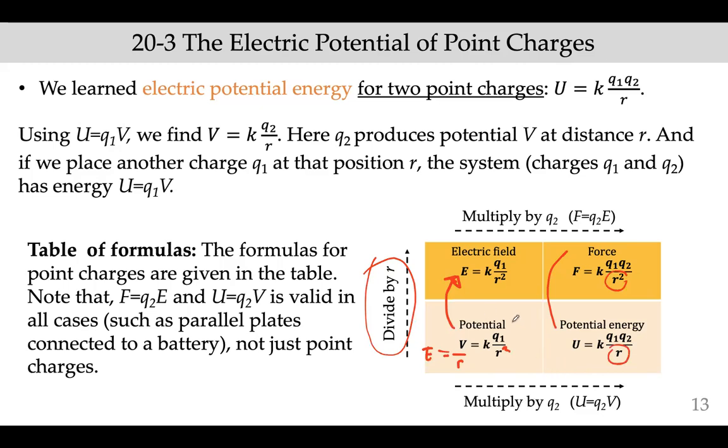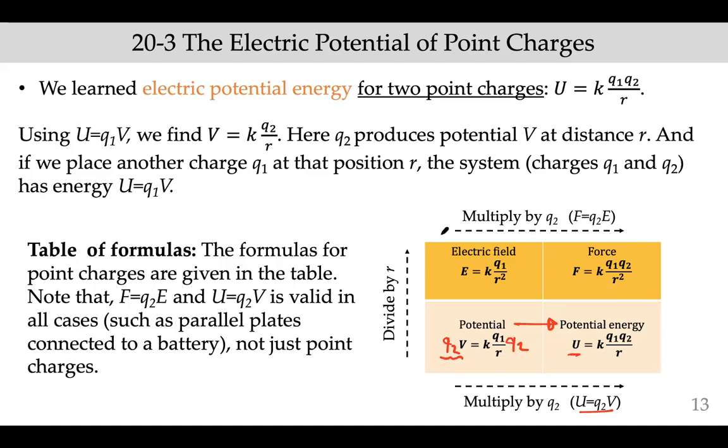Or if you want to go from potential to potential energy, then the only difference is, of course, the charge. So multiply this by Q2, both sides, and the left-hand side and the right-hand side give you the potential energy, if you look at this equation that we learned.